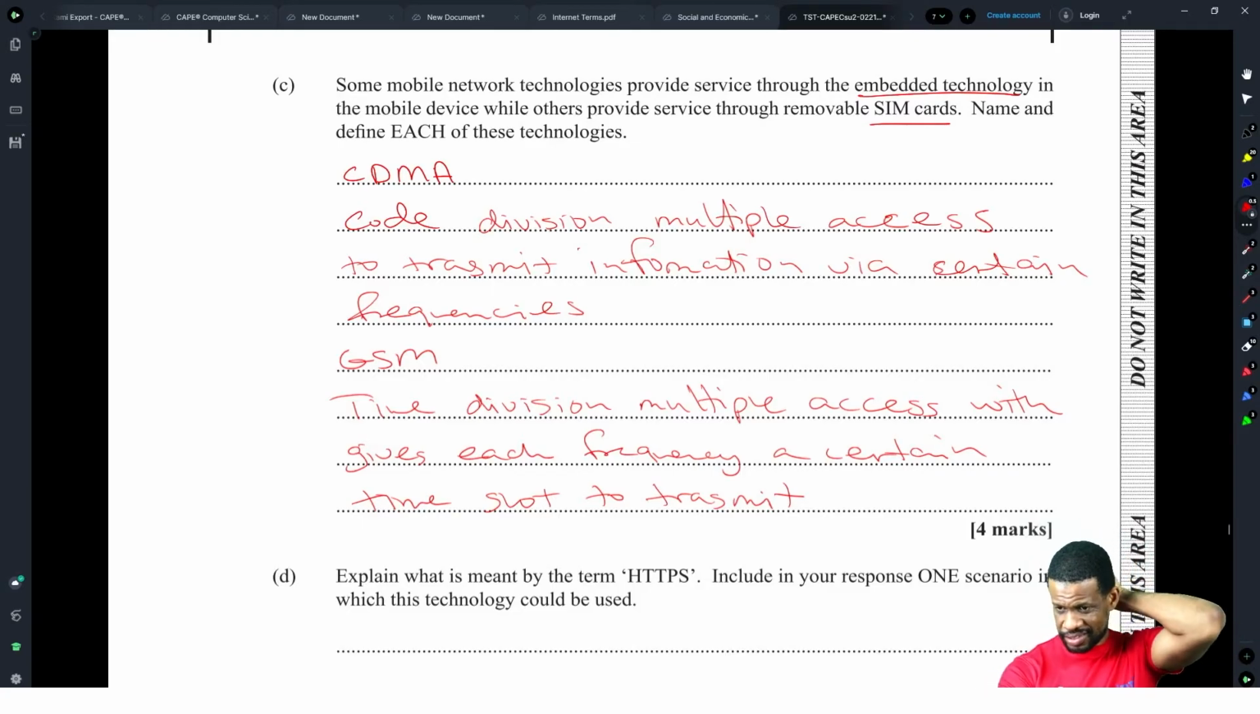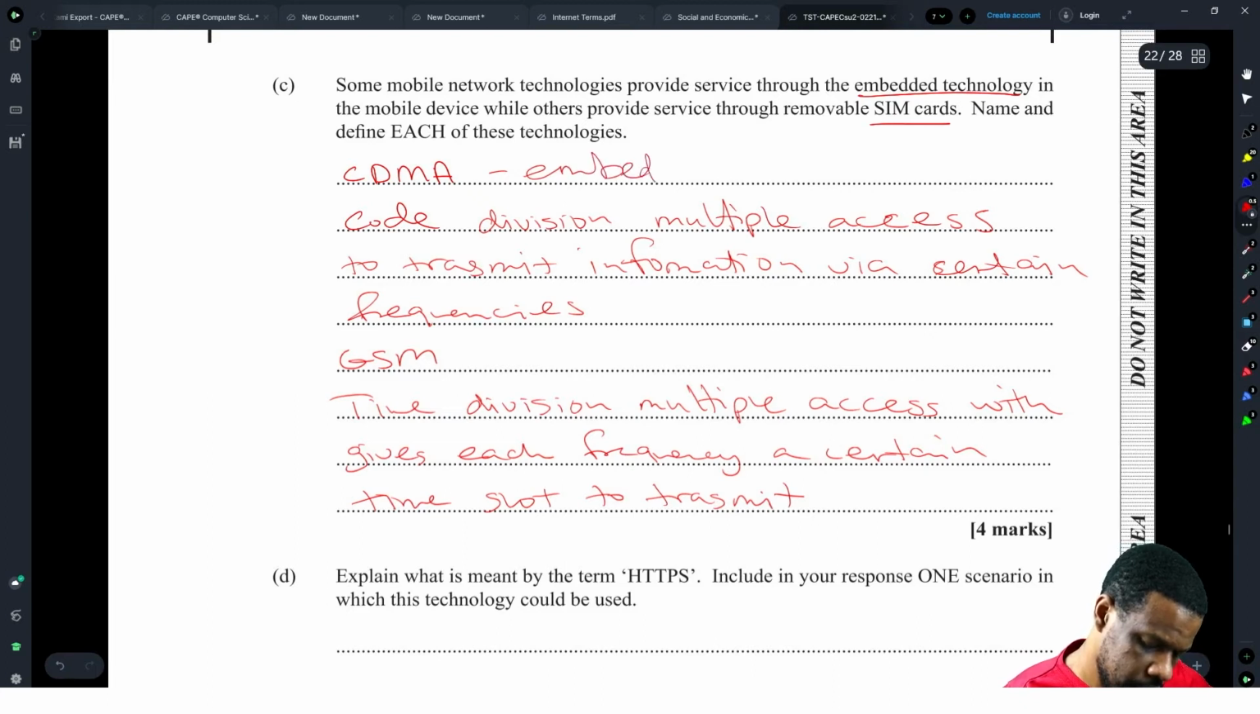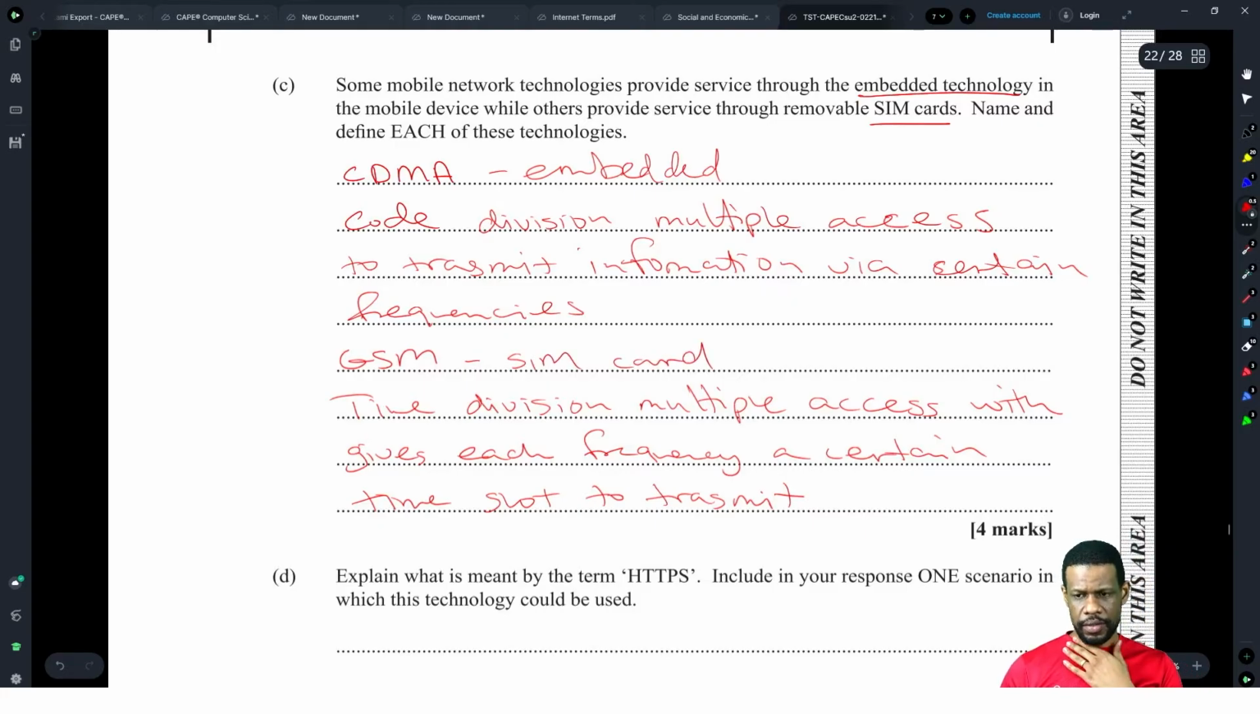Yeah. GSM stands for Global System for Mobile Communications, but I guess that... I don't know. Alright, so CDMA is embedded. I ain't too sure what they want here, you know. The GSM is the SIM card, but GSM is just a modified version of TDMA. Yeah, GSM is just a modified version of TDMA, so I don't think that it should be much of an issue. But yeah. Alright.